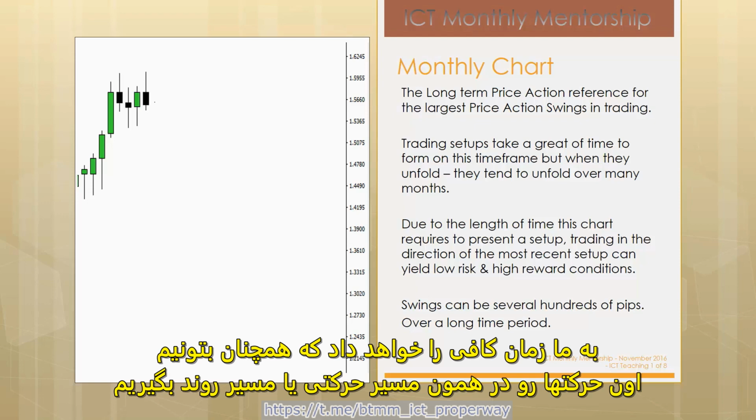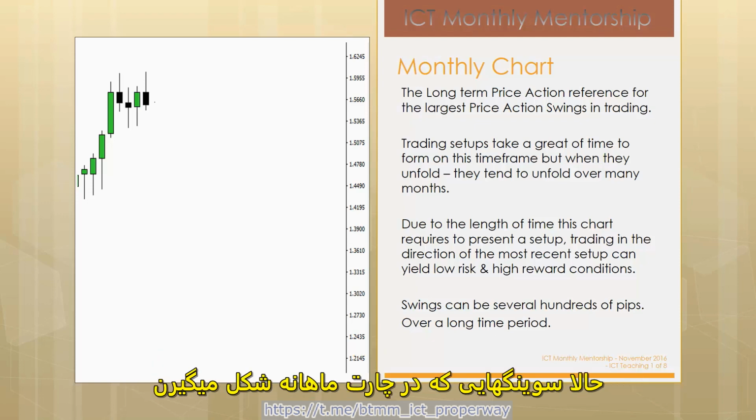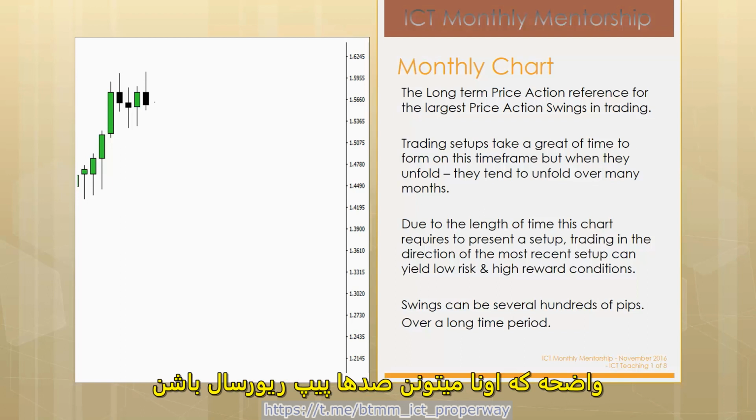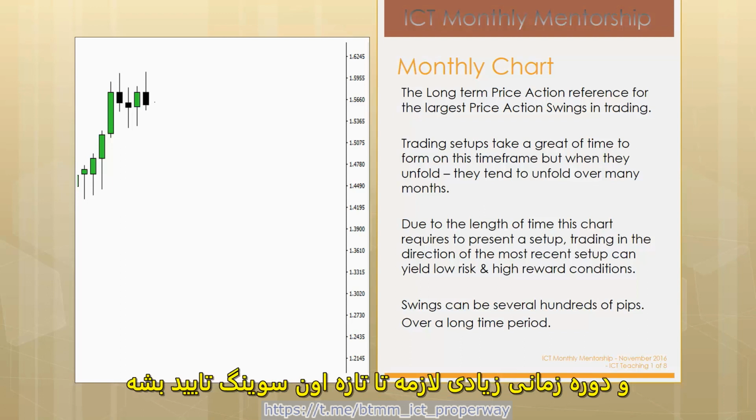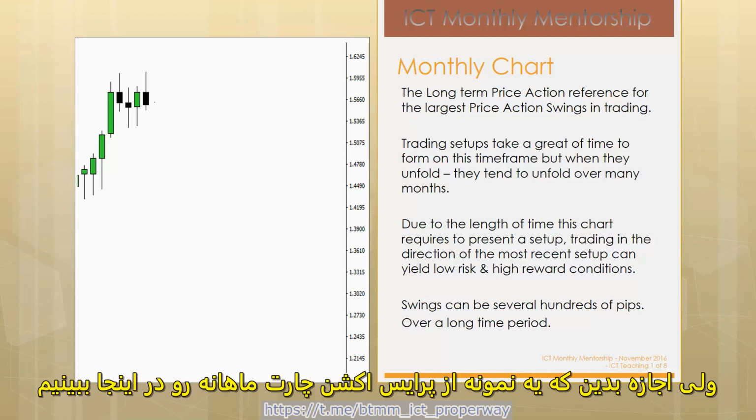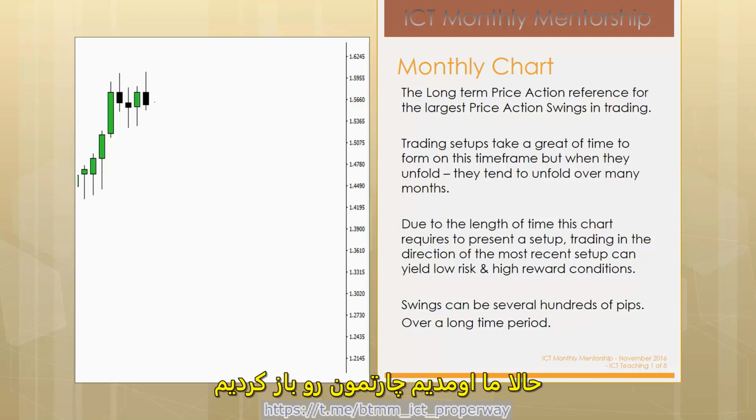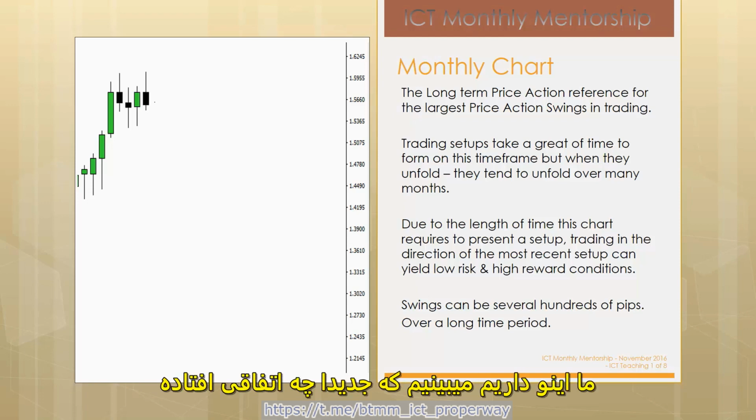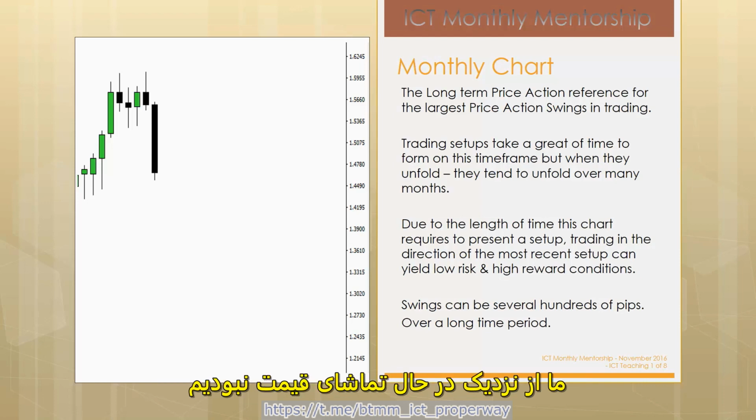Now, swings that form on the monthly chart, obviously, they can be several hundreds of pips, and it's going to require a long period of time to unfold. But let's take a look at a sample size of price action on a monthly chart here. Now, obviously, we just turn our charts on. We look at, and this is what's recently happened here, and all of a sudden, the very next month, we see that.